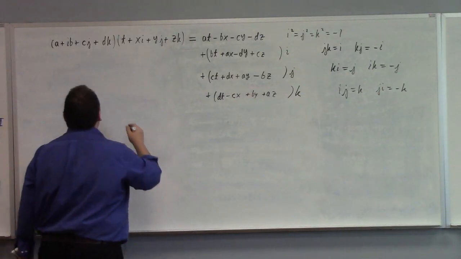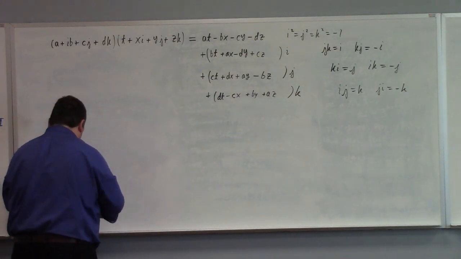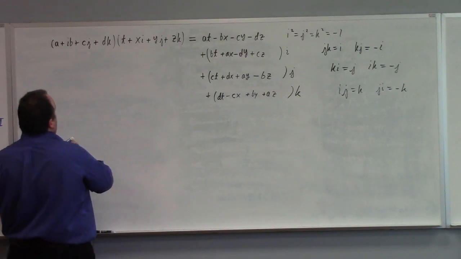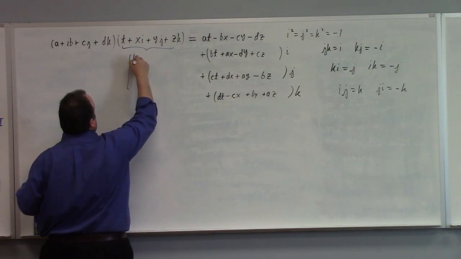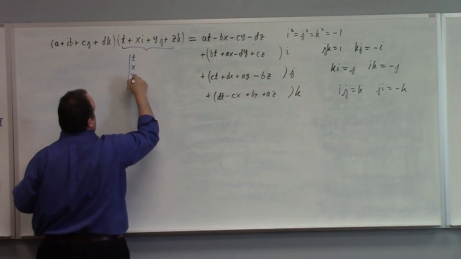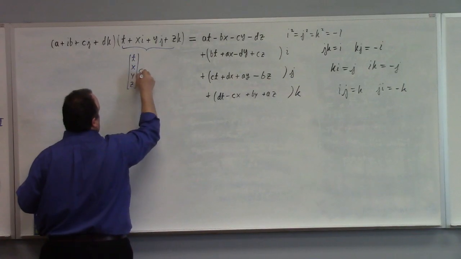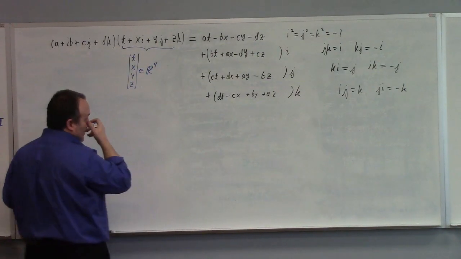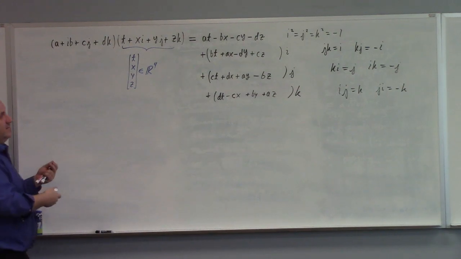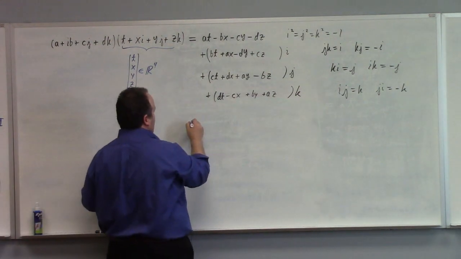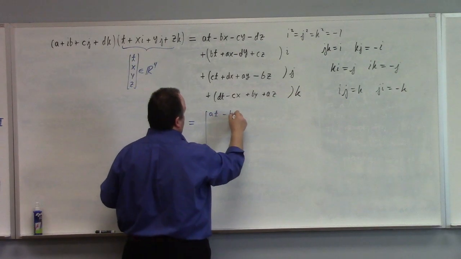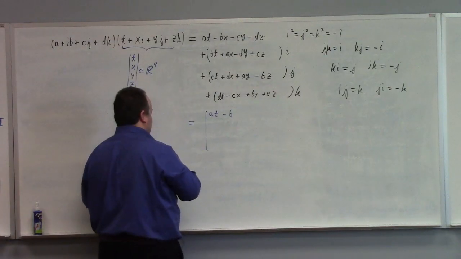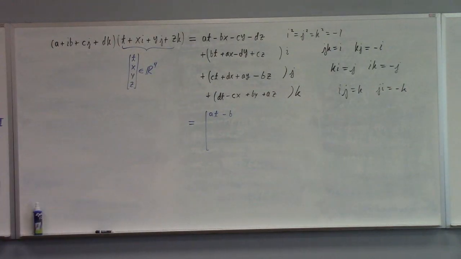So, if we use the notation that this is really just another way of writing the four-component column vector t, x, y, z, like an element of R4, then with that notation, this multiplication works out to what? We've got AT minus B. If you don't mind, I'm going to skip a step and just write down the answer because I'm tired of writing all this. So what do we got?